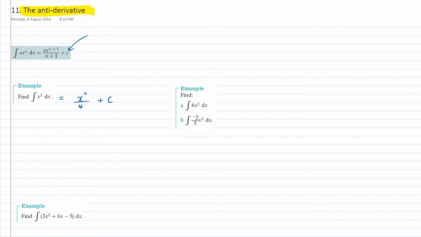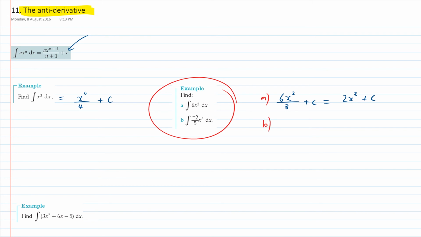Okay, looking at these two examples over here, our first one, we're going to raise the power by 1, so it's going to be x to the power of 3, and we're going to divide by the new power, and we'll just simplify that, so it's going to be 2x to the power of 3 plus c. Okay, it's really easy to forget the plus c, so just make sure you don't.